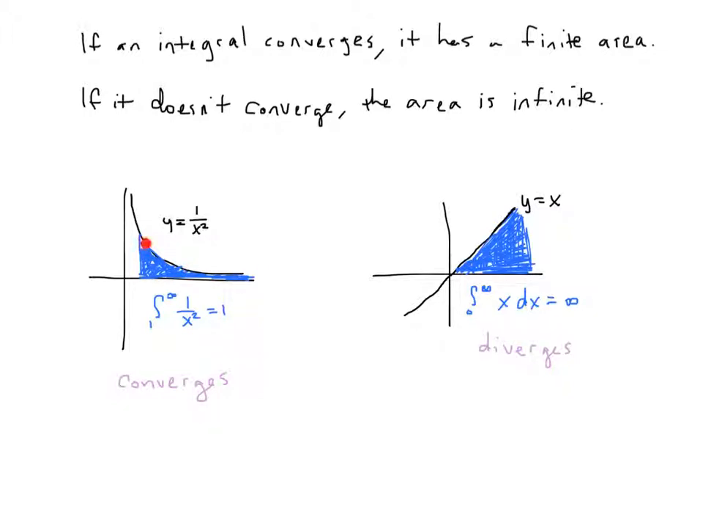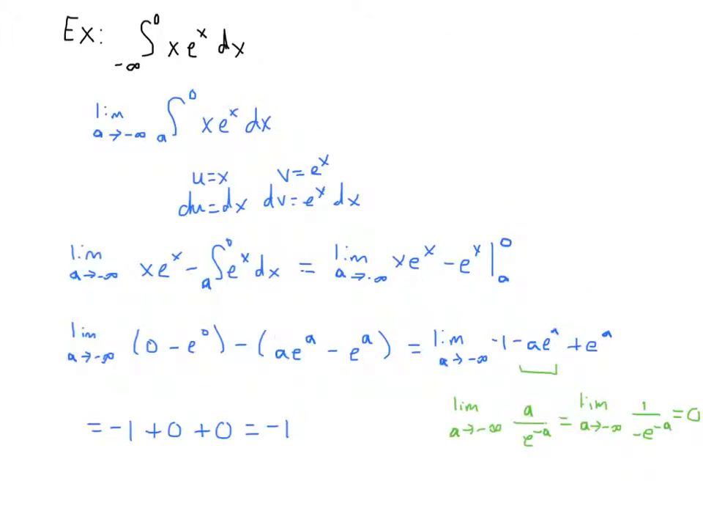Or you can trust me that this area under here is equal to 1, so this is an integral that converges, so it's got a finite area. If an integral doesn't converge, then the area is infinite, or vice versa. If it's an infinite area, then it doesn't converge. And we can take y equals x, right here, and the area under y equals x from 0 to infinity is going to be infinite, which means that this integral diverges because the area is not finite. It's an infinite area.